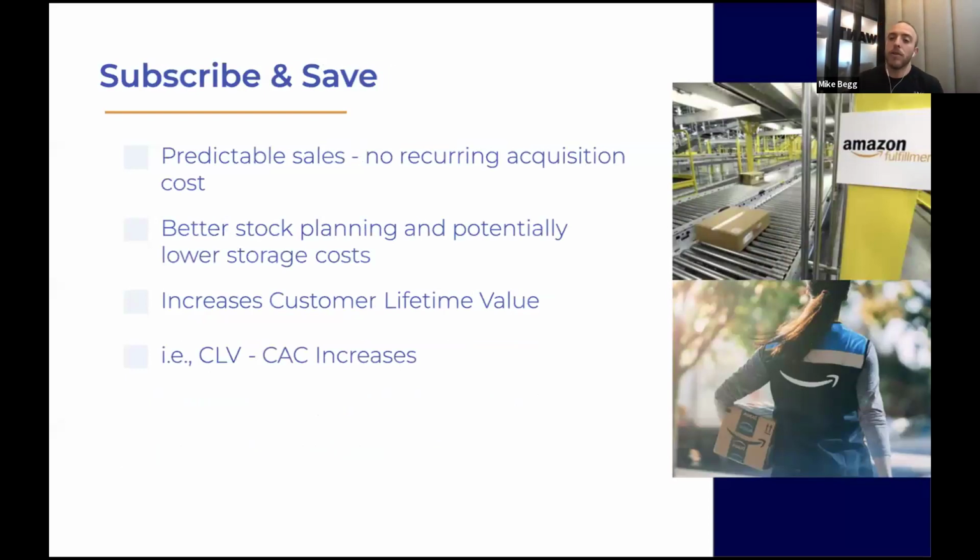Subscribe and save is also a massive way that you can unlock profit for your account. With subscribe and save, you're able to get predictable sales, and there's no recurring customer acquisition costs. This is similar to the brand loyalty I was just talking about on the last slide. Subscribe and save also helps you plan your inventory better on the Amazon platform, which can potentially lower storage costs if you're not storing as much inventory on Amazon. I know Afolabi can probably talk more about logistics than I can, so I won't go too in-depth into that, but that is another good way that you may be able to save some money.